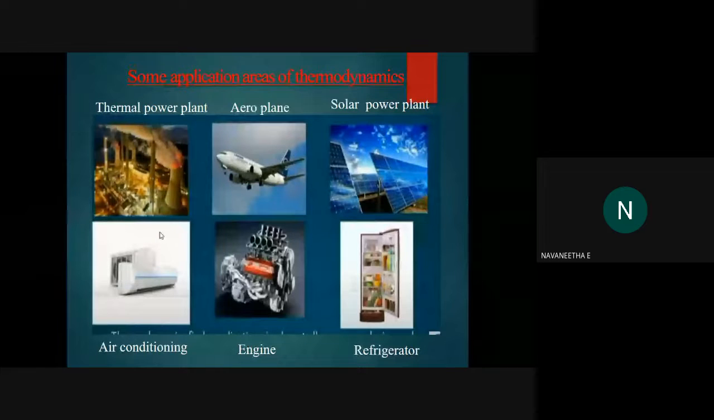Then the aeroplane: here also the engine is working, and some thermal energy is used to do work. In a solar power plant, electricity is produced by using heat energy or thermal energy. Also in air conditioners, engines and refrigerators, some heat energy is produced or ejected. So these are the applications of thermodynamics. Have you understood? Is it clear?